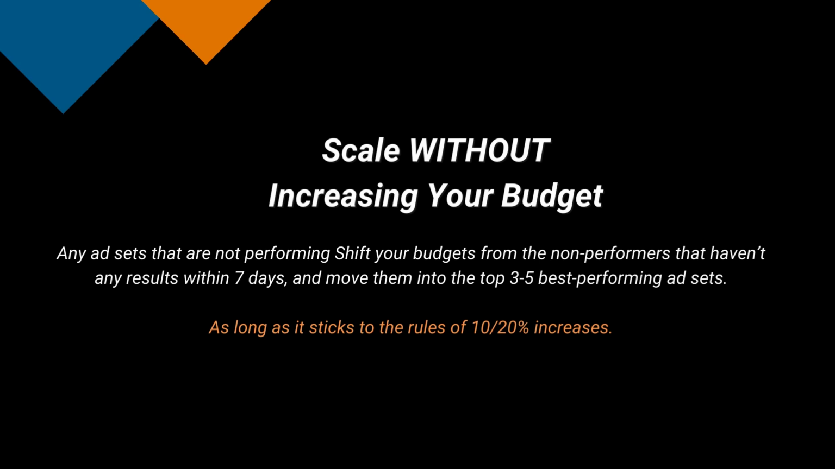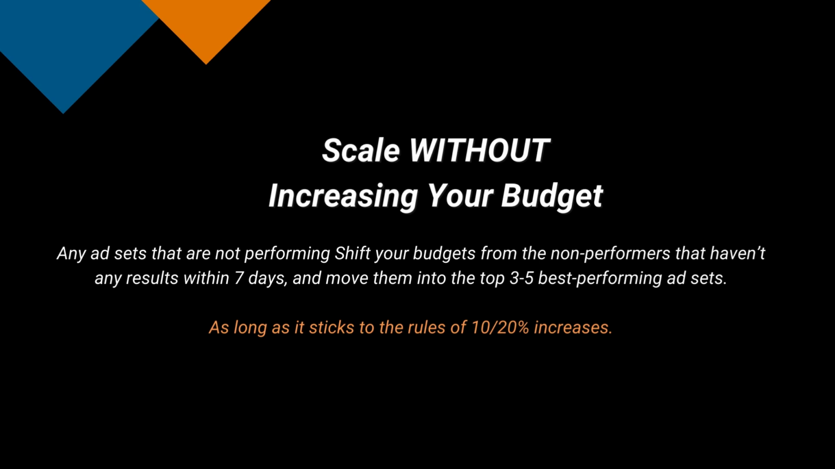Here's what you need to do, which is monitor all results across all your ad sets. And any ad sets that are not performing, here's what you want to do. Shift your budgets from the non-performers that haven't had any results within 7 days and move them into the top 3 or 5 best performing ad sets, as long as it sticks to the rules of 10 to 20% increases.